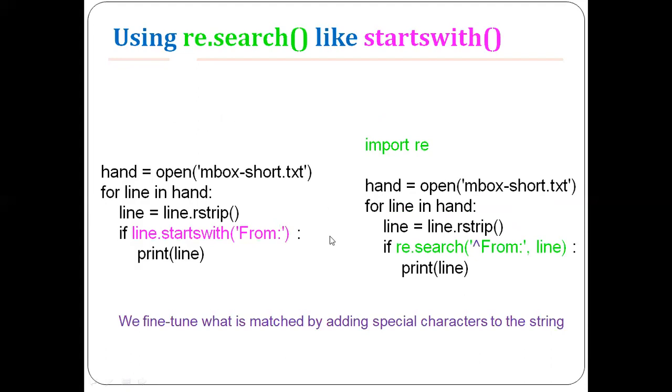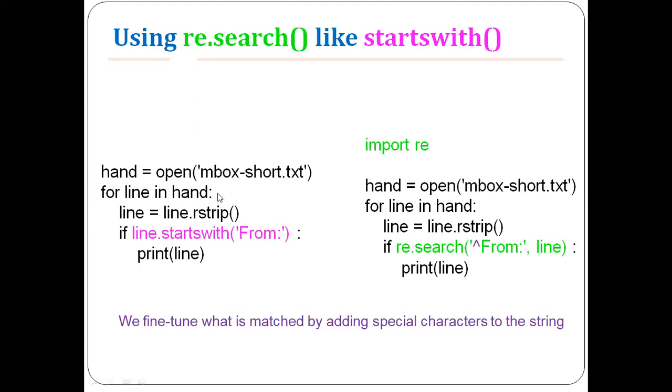Now look at the other example of the regular expressions. This is for the startswith function, which you use with strings. We are opening the file here, that is, open mbox-short.txt. Read the first line from the file handler, then remove all the right white spaces. Then you check whether the line starts with from and a colon or not. If the line starts with from and a colon, just print that line. Otherwise you move ahead with the next line.